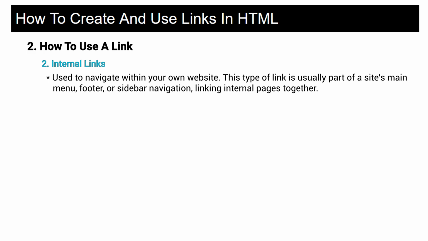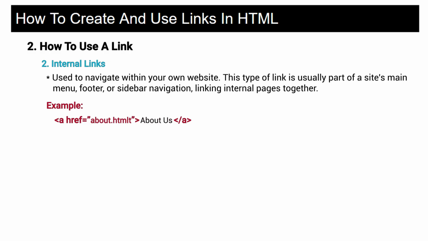Let's look at one example. This link directs a user to the About Us page. The href attribute contains the destination of the link, which points to a file named about.html, which is another page on the same website that contains about us information.